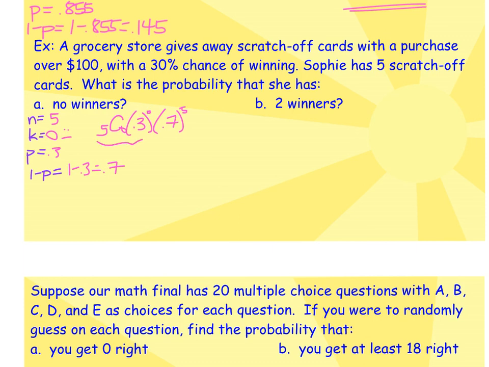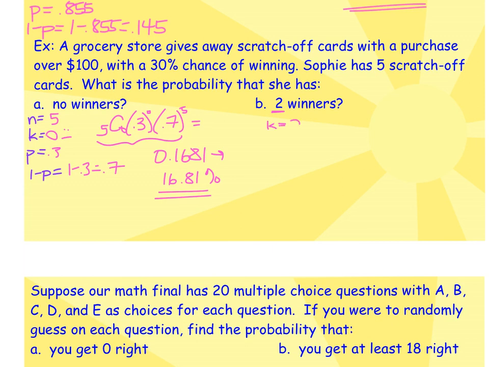If you enter all of that in on your calculator at once, you would end up with 0.1681, or approximately 16.81% chance. Not super likely, so that's good. All right, last one. What is the probability that Sophie has exactly 2 winners of the 5 scratch-off cards that she has? That means K equals 2.